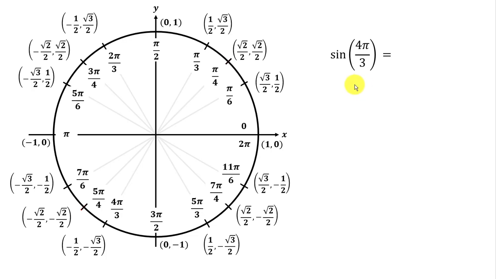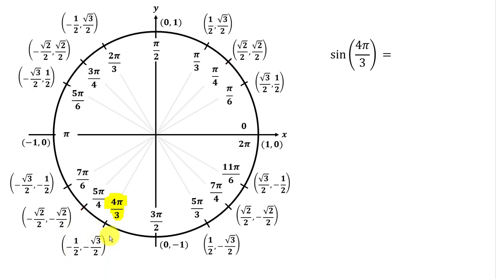In the first example, we need to find sine of 4 pi over 3. And I have the unit circle here to help me to answer that question. As you know, points on the unit circle represent sine and cosine of the corresponding angles. Now, angle 4 pi over 3 is labeled on this unit circle, and it's right here. So this means that sine and cosine of this angle are represented by these coordinates.